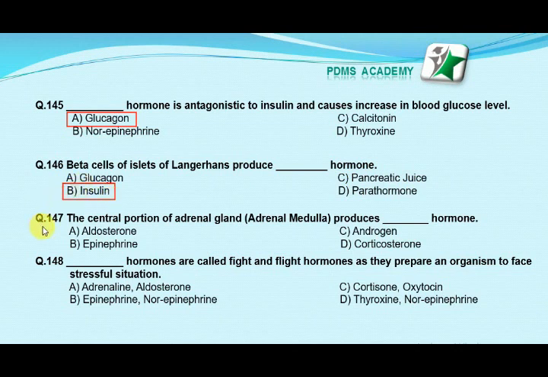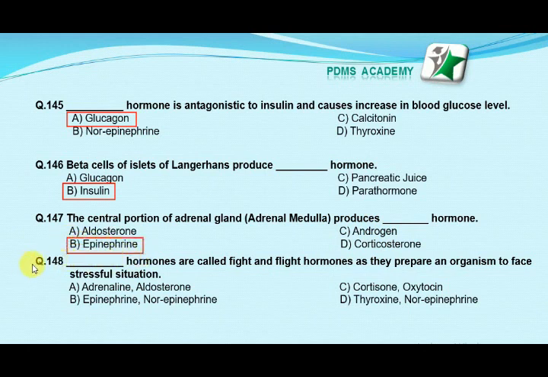Our next MCQ is: the central portion of the adrenal gland, the adrenal medulla, produces which one of the following hormones? Option A, aldosterone. Option B, epinephrine. Option C, androgen. Option D, corticosterone. Our correct answer is B, epinephrine.